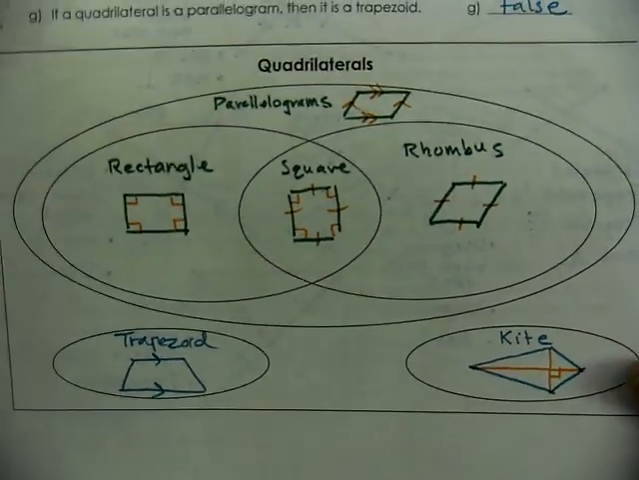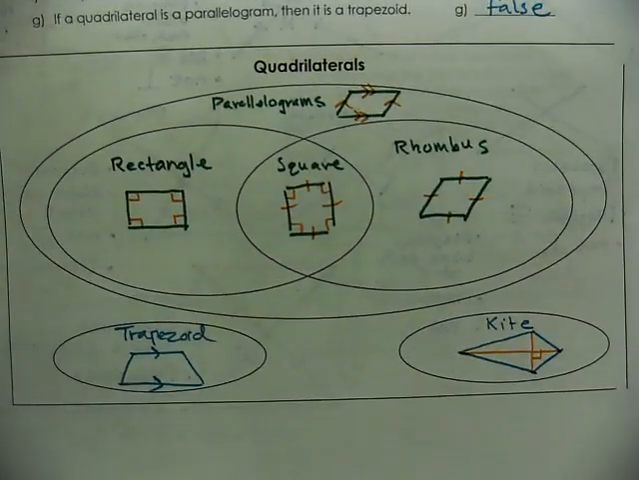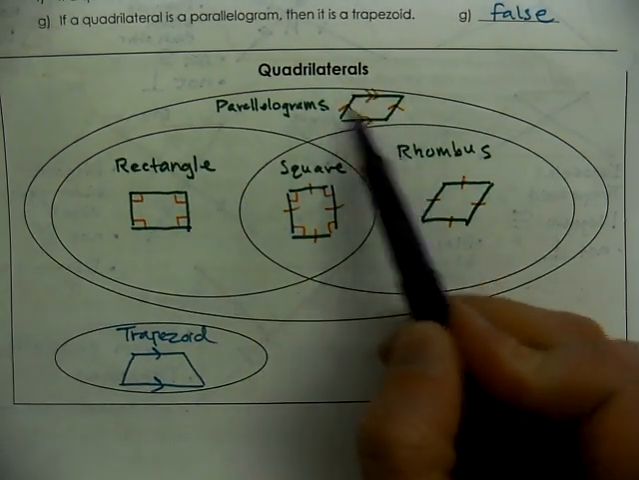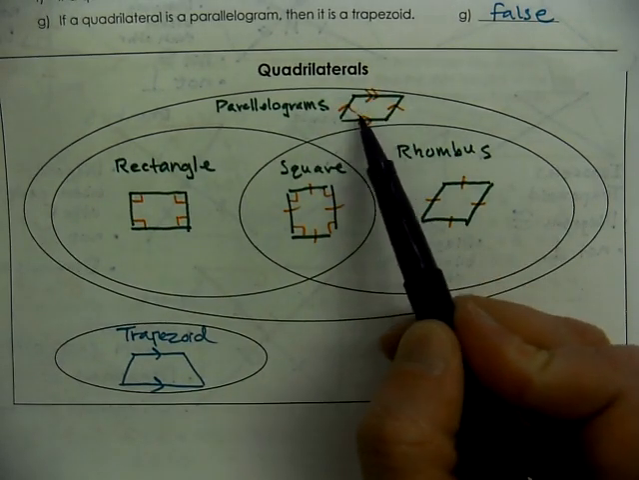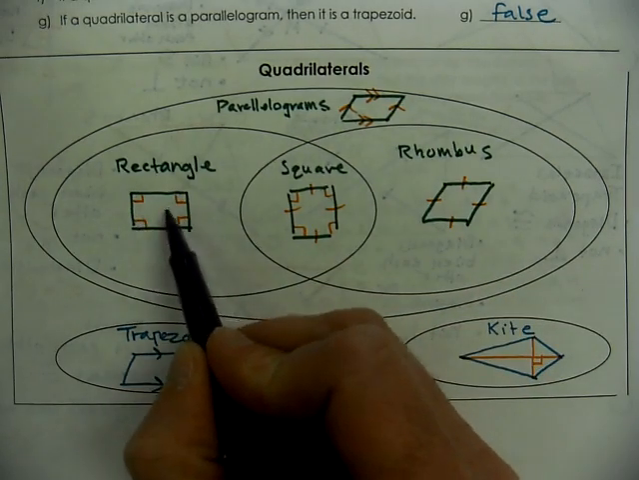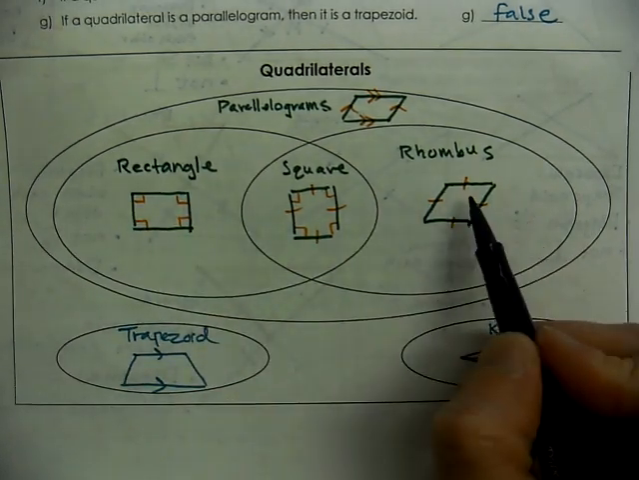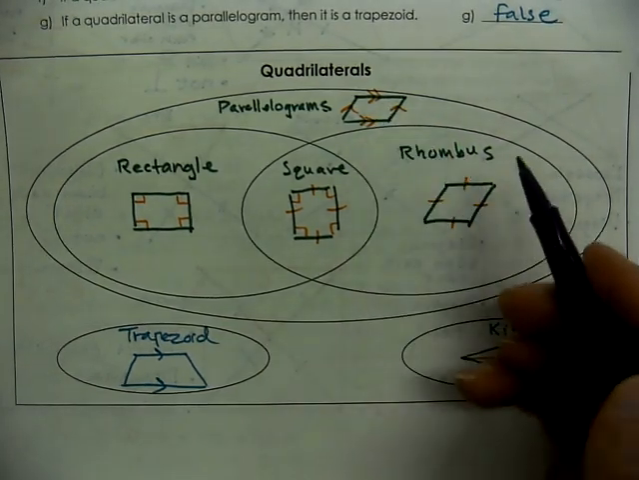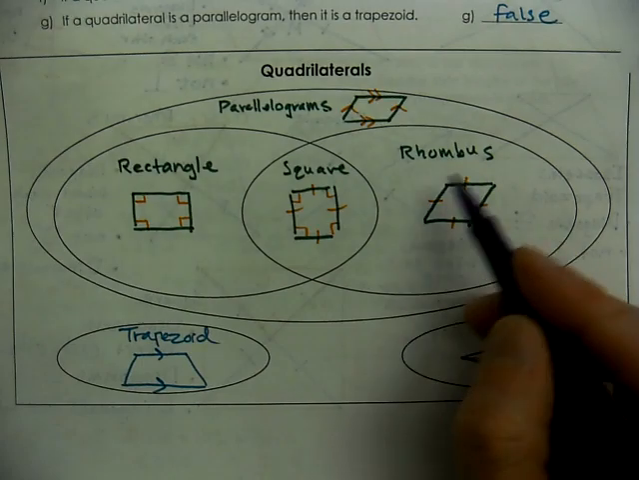Remember when we were studying the properties of parallelograms, we said a rectangle is a special kind of parallelogram. It has all the properties like opposite sides are parallel, and also you have 4 right angles. We even said a rhombus is a special kind of parallelogram. Again, opposite sides are parallel, and here you have 4 congruent sides.